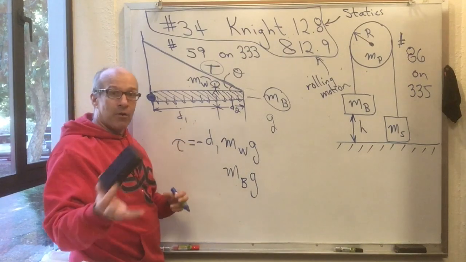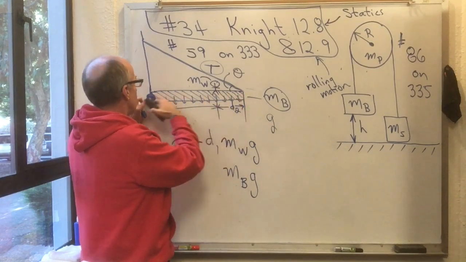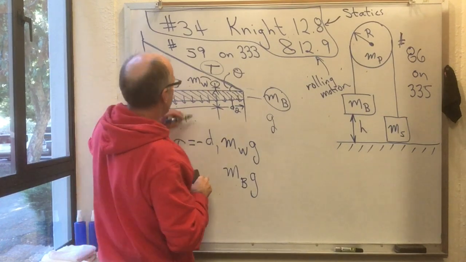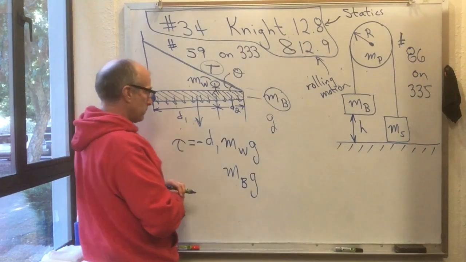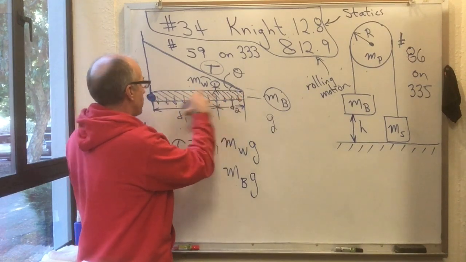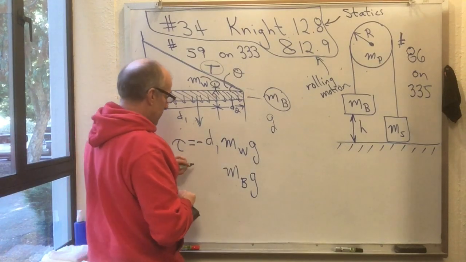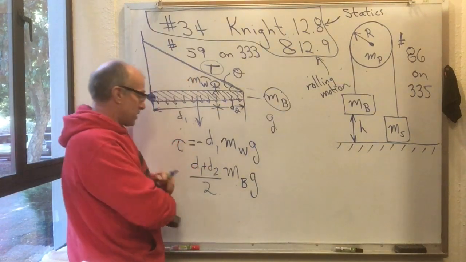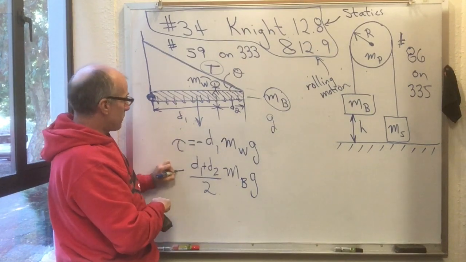And the upshot of all that is that if you have an evenly distributed bunch of mass along a beam, it is as if the gravity was all concentrated at the center of the beam. So if this is concentrated at the center of the beam and the total length of the beam is d1 plus d2, then this torque acts as if it were at (d1 plus d2) over 2, which is how far away the center is from the pivot point. And again, this is in the minus direction.